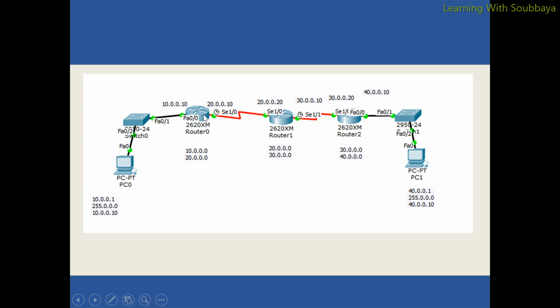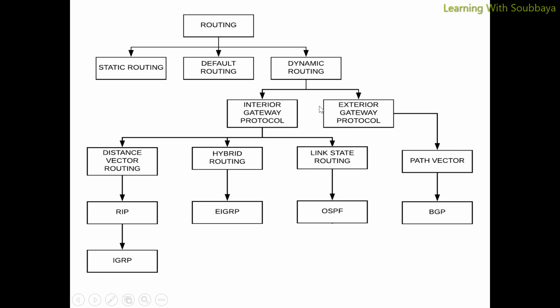Now from the R1 router, I am able to communicate with the 10 network as well as the 20 network. From the R1 router, I cannot communicate with the 30 network and 40 network because they are not available in the routing table. To overcome this, we go for a routing protocol. We have multiple routing protocols available. Static routing and default routing we completed, and we also completed the RIP protocol so far.